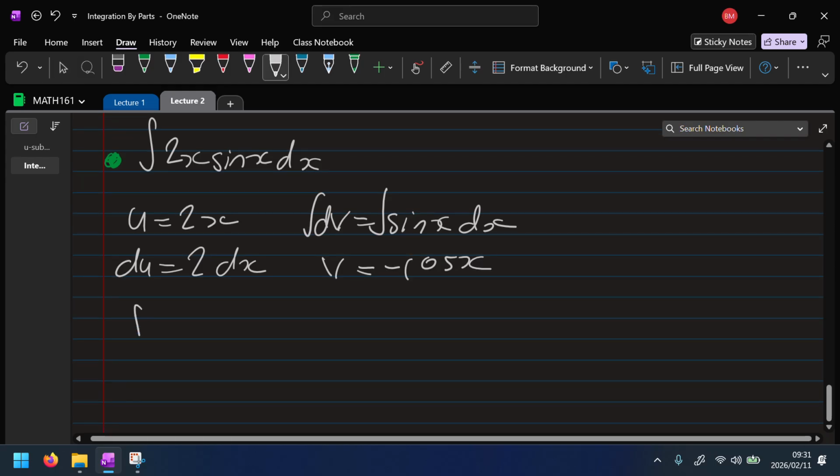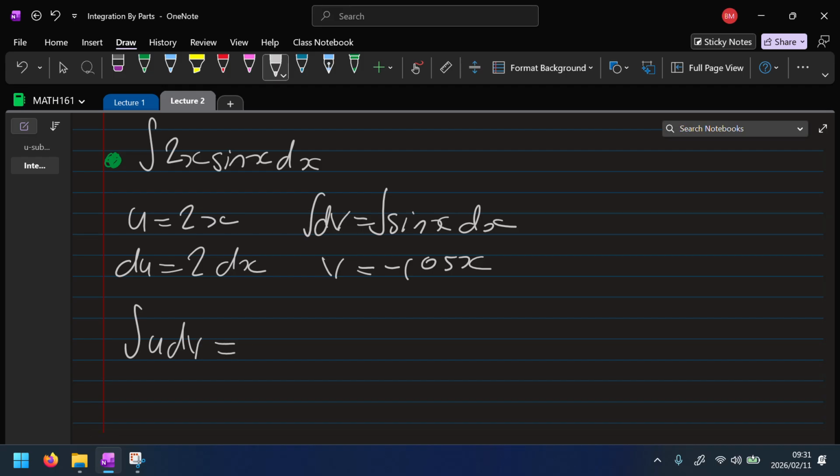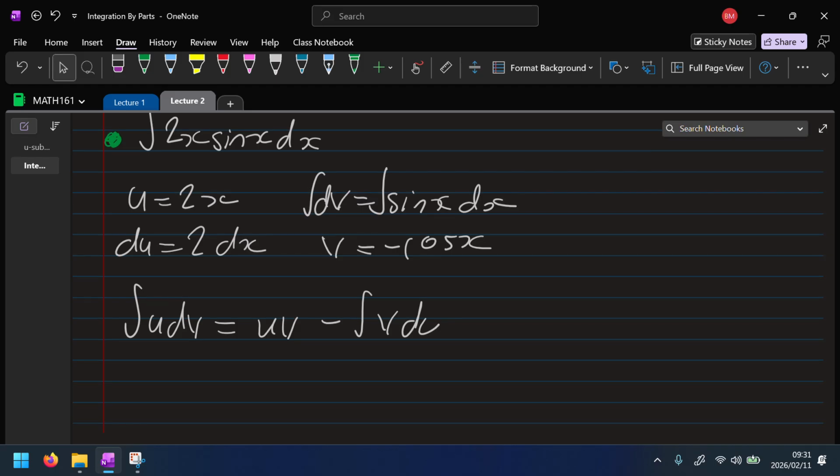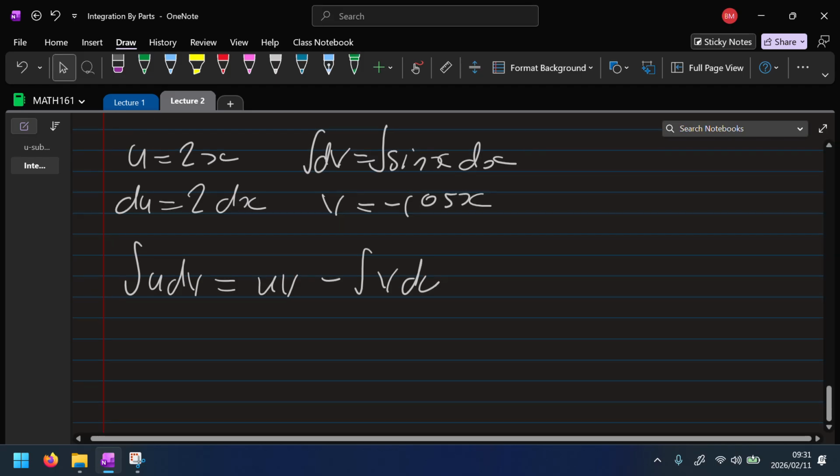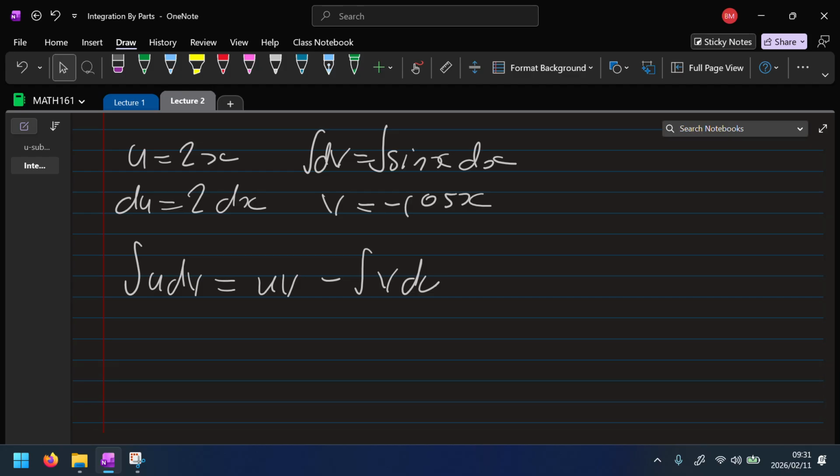Okay, let's set up the formula. Integral u dv equals, what's it going to be? uv minus, very good. I think most of you have memorized it by now. Okay, we substitute. So u dv, that will be our 2x sine x we started with.